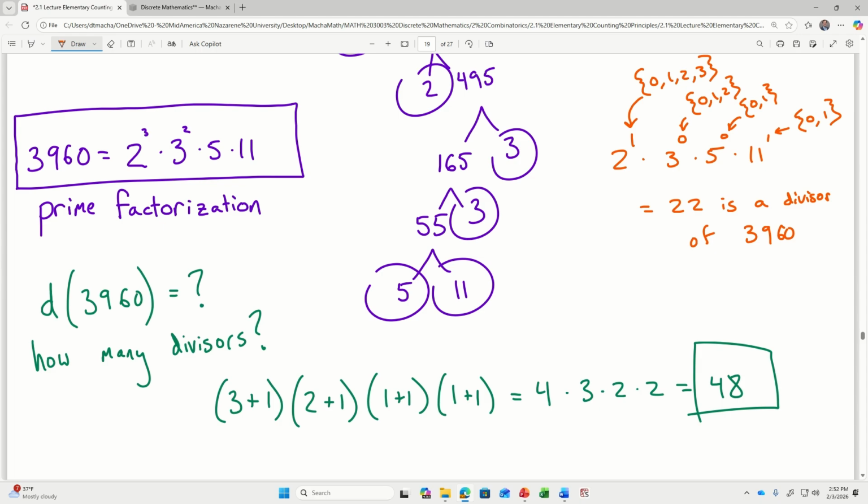And that's why the number of divisors is 4 times 3 times 2 times 2, because you're making a decision on each step. It's like if you have 4 choices of appetizer and 3 choices of entree and 2 choices of dessert and 2 choices of slushy.